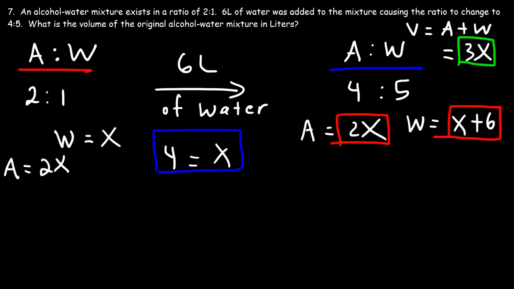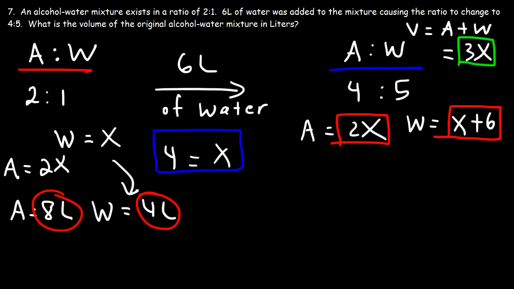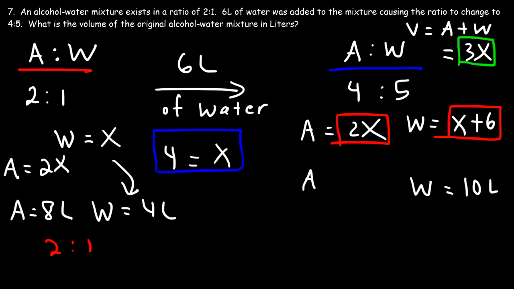So now let's understand what we had at the beginning. Since X is 4, that means that the amount of water in the alcohol mixture was 4 liters. The amount of alcohol is 8 liters. So 8 to 4 gives us a ratio of 2 to 1. Now once we add 6 liters to the mixture, the amount of water becomes 4 plus 6, or 10 liters. The amount of alcohol does not change.